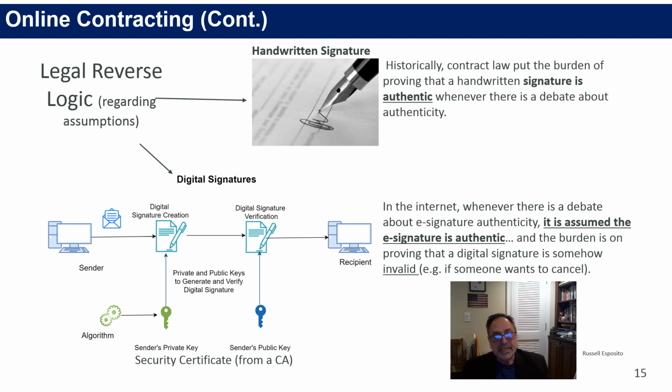With an e-signature, the private key initiates the contract, and the public key does the decryption for the other party. So it's just the reverse.